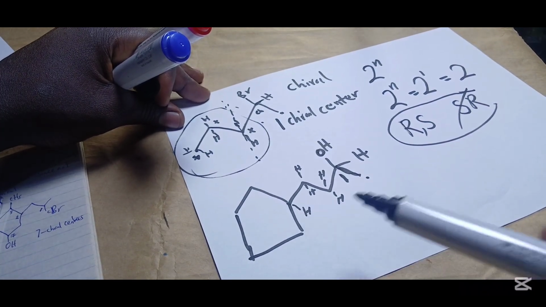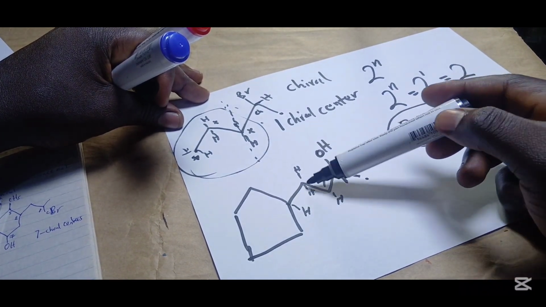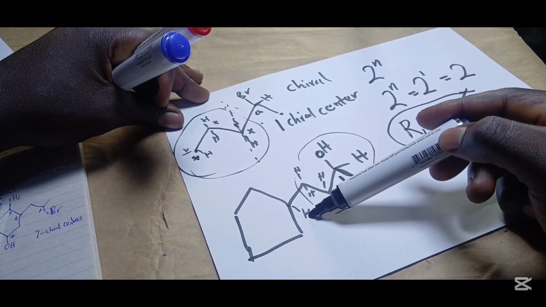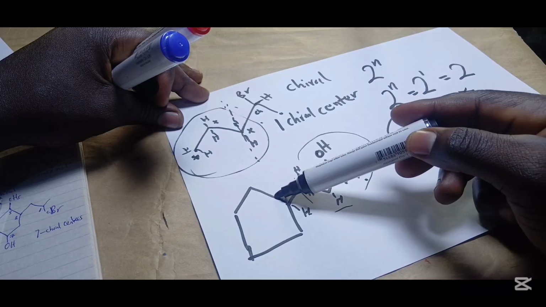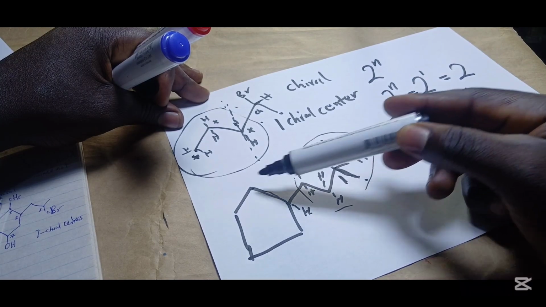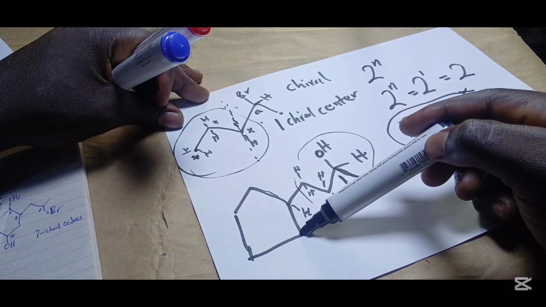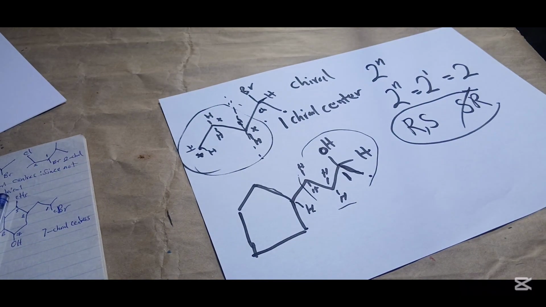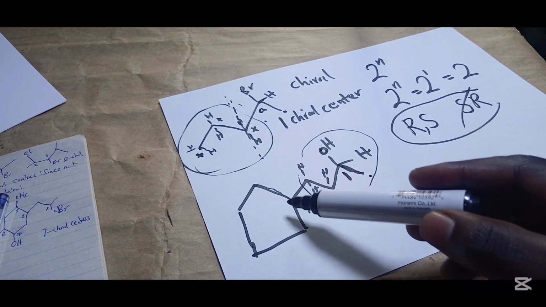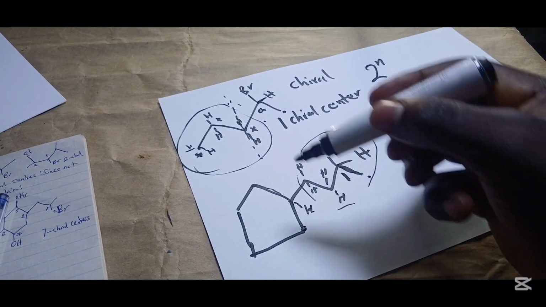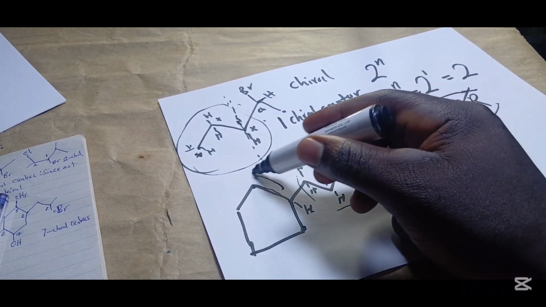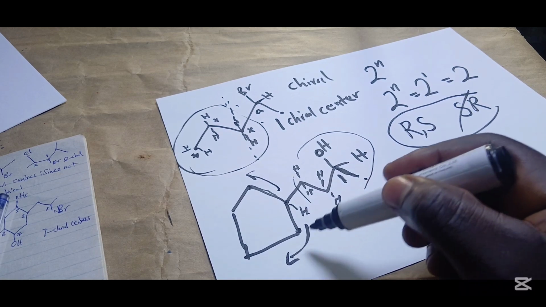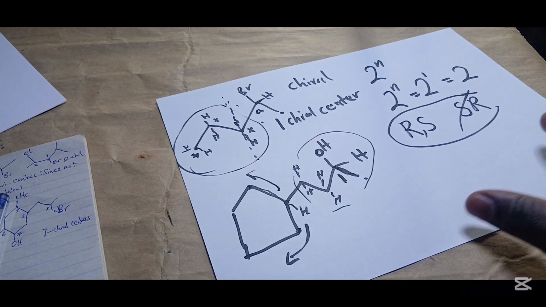Now let's look at this carbon. It has a long group here attached to it, that is 1, a hydrogen, that is 1, and then it also has a carbon attached to it here and a carbon attached to it here. So how do we know whether this side of the molecule and that side of the molecule are the same or not the same?